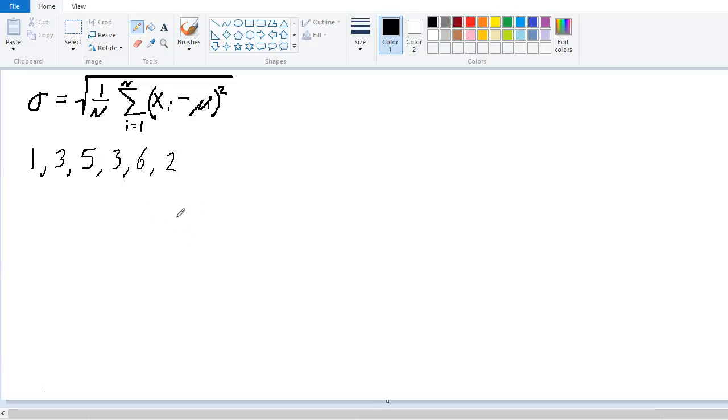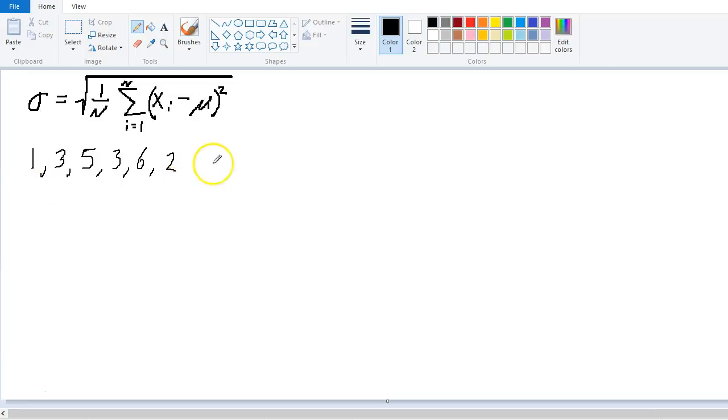First, we need to determine what the mean is. That is to say, the average, what most people call the average. Here it is represented by the Greek letter mu, which looks kind of like a little U. To find that, we want to add these all up and divide by how many we have.